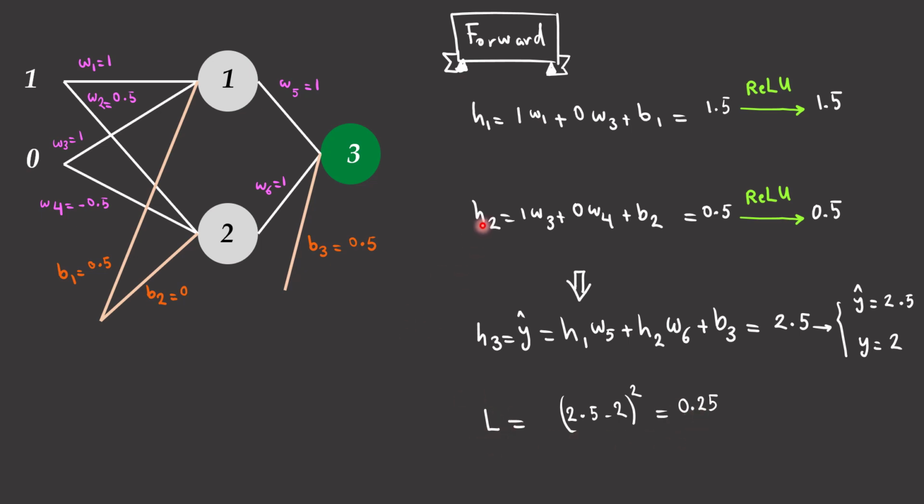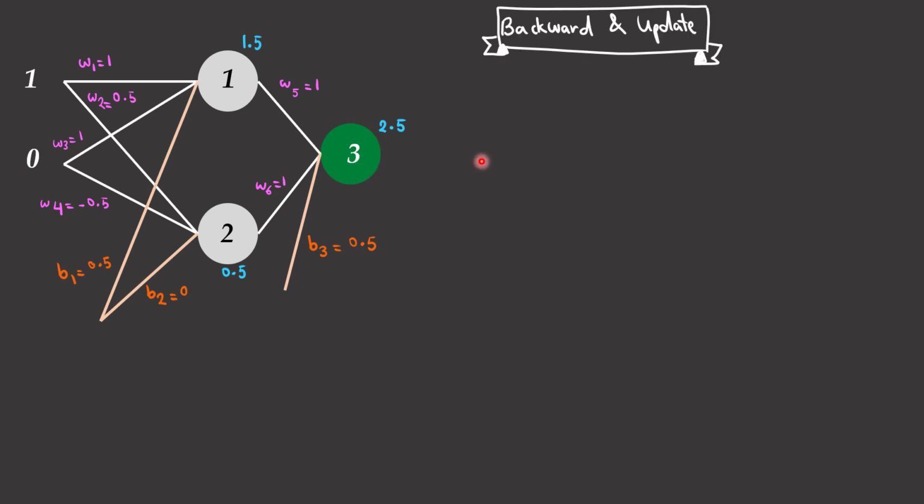And also let's show these values on the chart as well. So we can see the output of neuron 1 is 1.5, the output of neuron 2 is 0.5, and the output of neuron 3 is 2.5. So you can see that we have calculated the output of each of these neurons. So the forward pass has been finished, but let's talk about the backward pass and also how to update these weights according to this data.